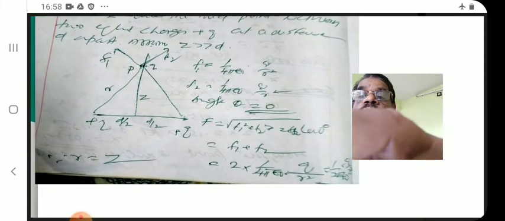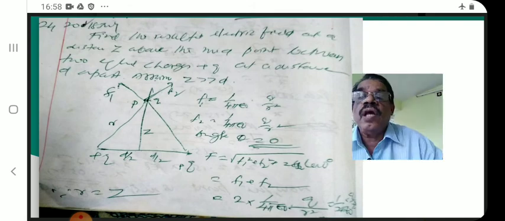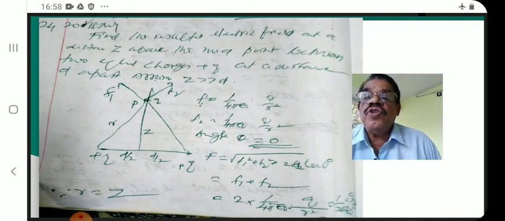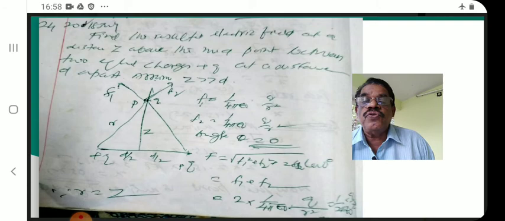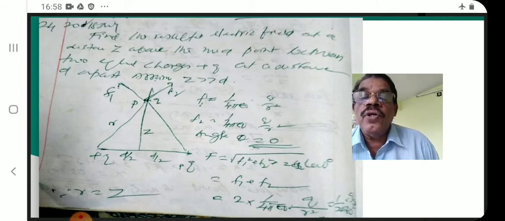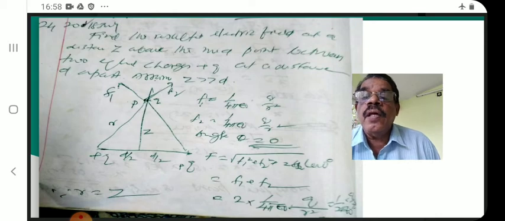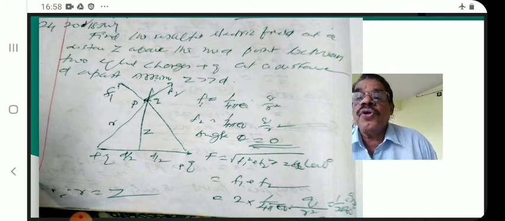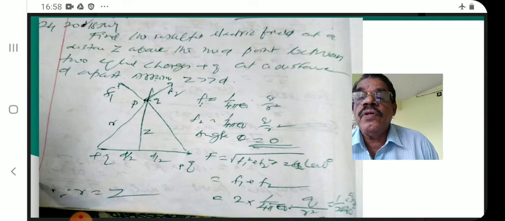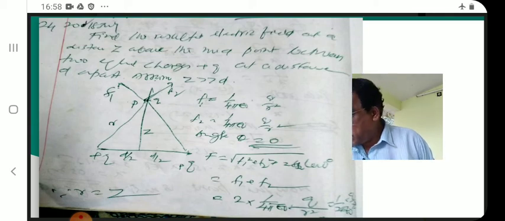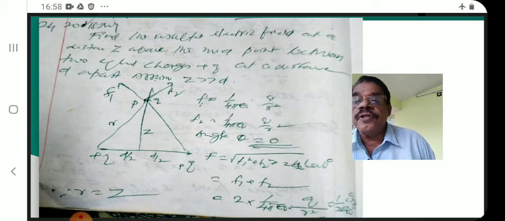Therefore, cos theta, cos 0, the sum of the two forces is root of F1 square plus F2 square plus 2F1 F2 cos theta. Cos 0 is 1. So root of F1 square plus F2 square plus 2F1 F2. We obtain A plus B whole square form. The root is F1 plus F2. That is 2F1 or 2 into 1 by 4 pi epsilon 0 Q by R square. And that is the answer.